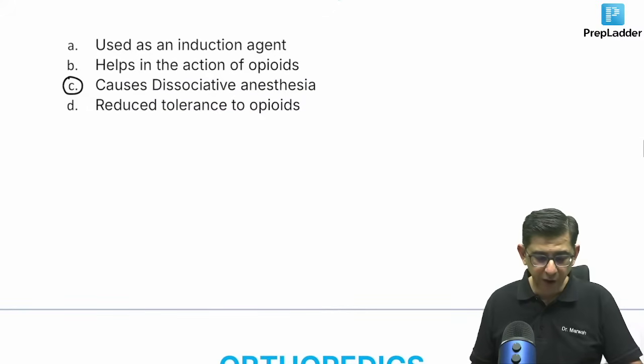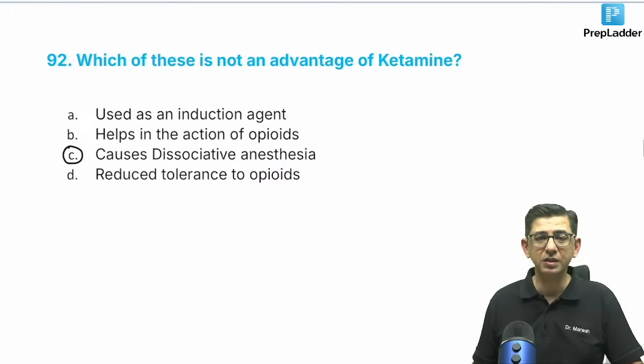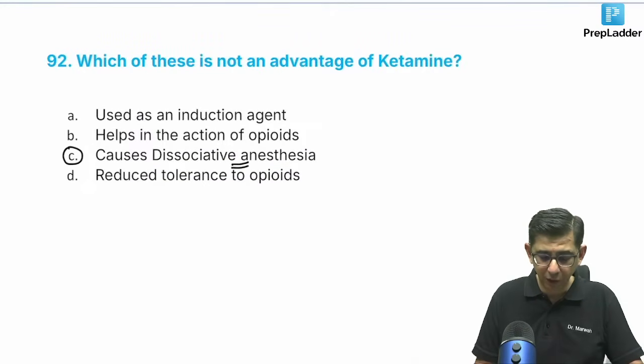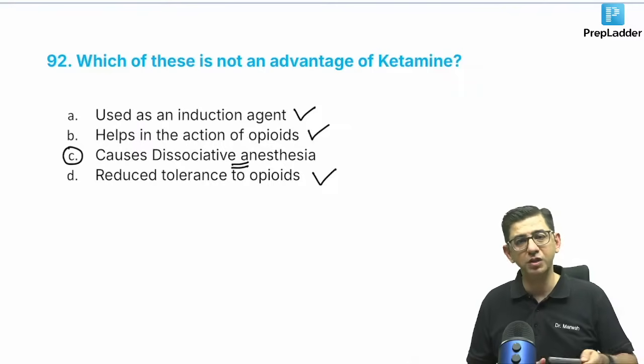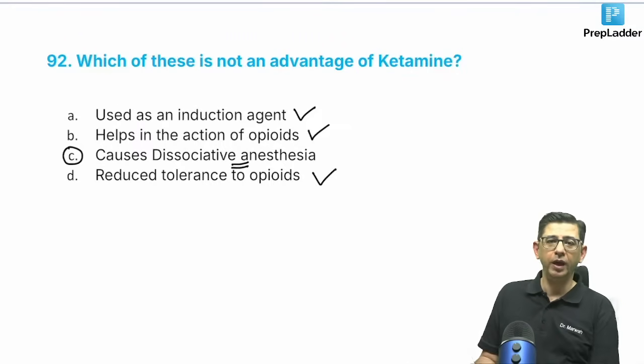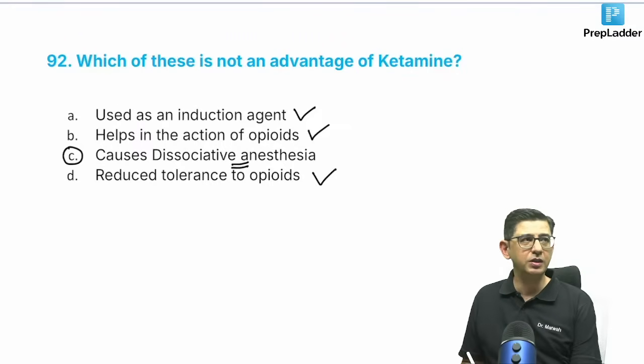Okay, not an advantage of ketamine. So dissociative anesthesia is not an advantage, no, because the rest is all fine, I mean, tolerance to opioids and everything, but causes dissociative anesthesia as a statement is okay. My only issue is that dissociative anesthesia is not a pleasant effect.